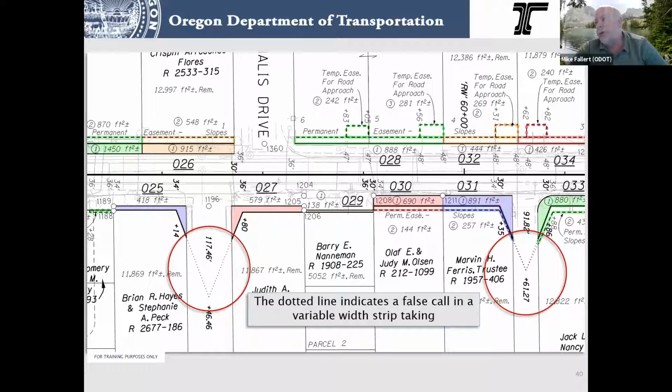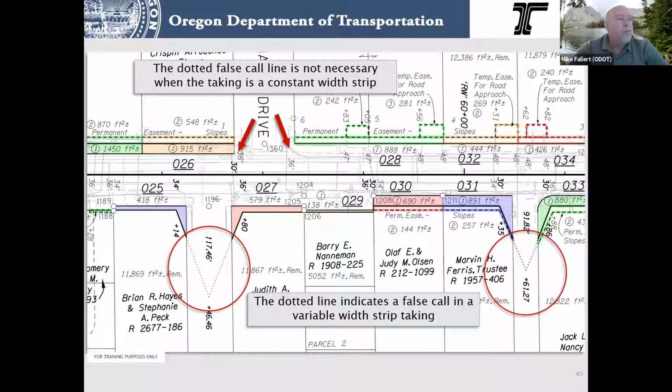Well, we wouldn't have overlaps because it's bounded by the deed anyways, but there's potential for leaving a gap and not acquiring all the property we want. So we use false calls to go beyond the property line to ensure that we get all the property that we want or need. There's no dash lines up here. The reason why is because they're using a call that goes clear past it as part of the constant width.